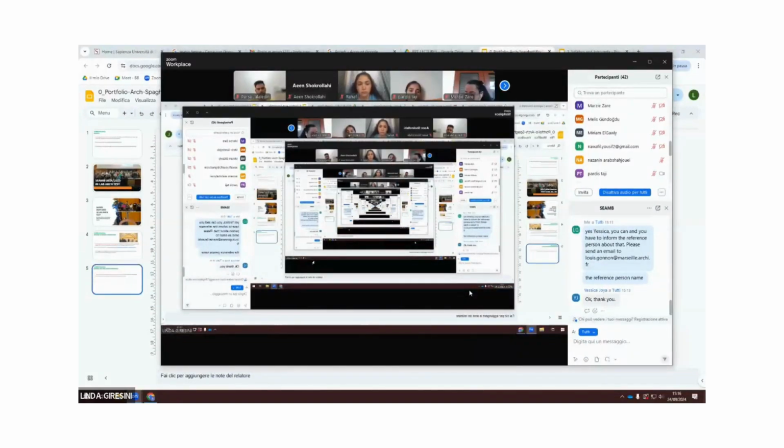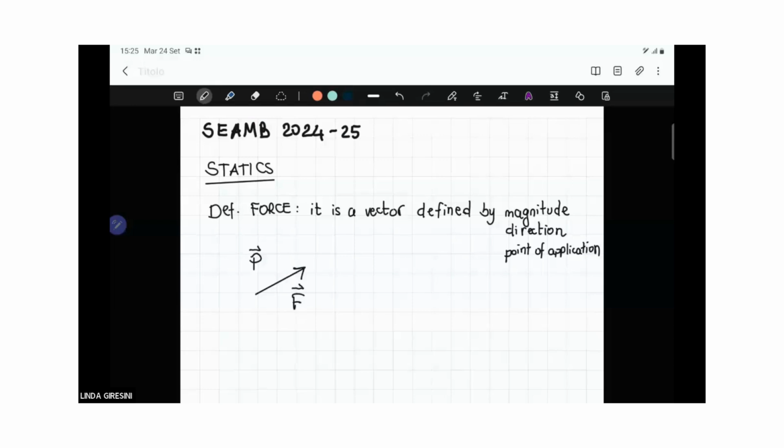So these three elements, magnitude, direction, and point of application, are mandatory in the sense that we cannot define a force without these three aspects. Of course, as any other vector, we can make operations between vectors, which can be addition, subtraction, generally also the product between vectors.